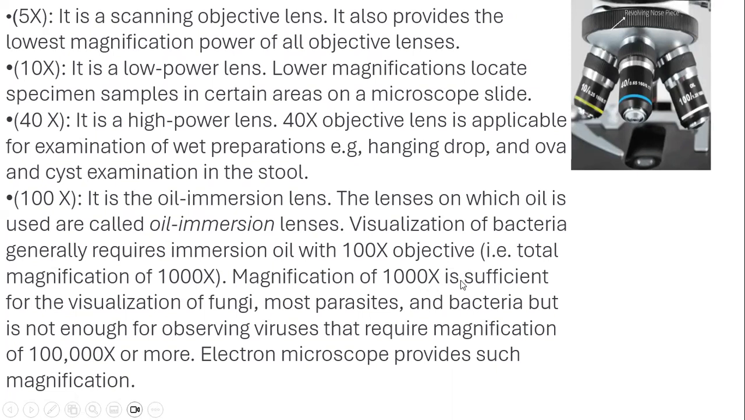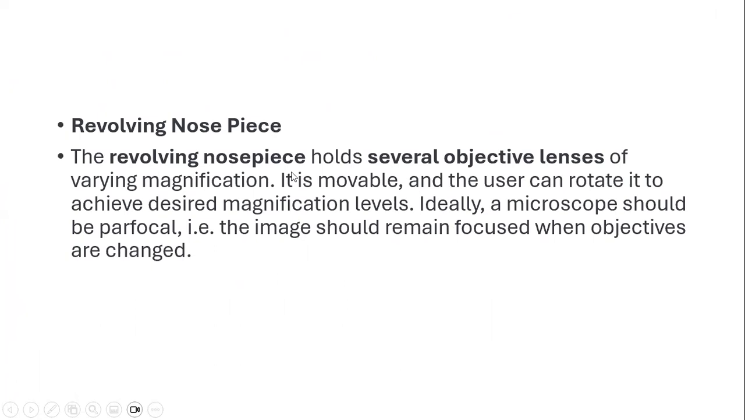This magnification is sufficient for visualization of fungi, most parasites and bacteria, but it is not enough for observing even smaller particles such as virus particles that require very high magnification of about 1 lakh x, which can be obtained by making use of an electron microscope. The revolving nosepiece is the nosepiece that holds all the four objective lenses. You can rotate the nosepiece, and in this way you can choose the desired objective lens for observing your sample.